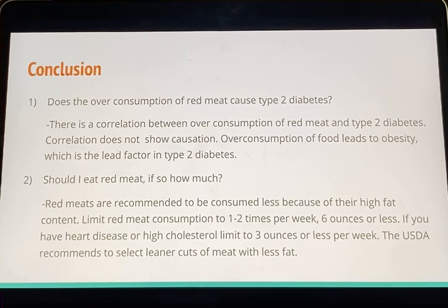If so, how much? Red meats are recommended to be consumed less because of their high fat content. Limit red meat consumption to 1-2 times per week, 6 ounces or less. If you have heart disease or high cholesterol, limit to 3 ounces or less per week. The USDA recommends to select leaner cuts of meat with less fat.